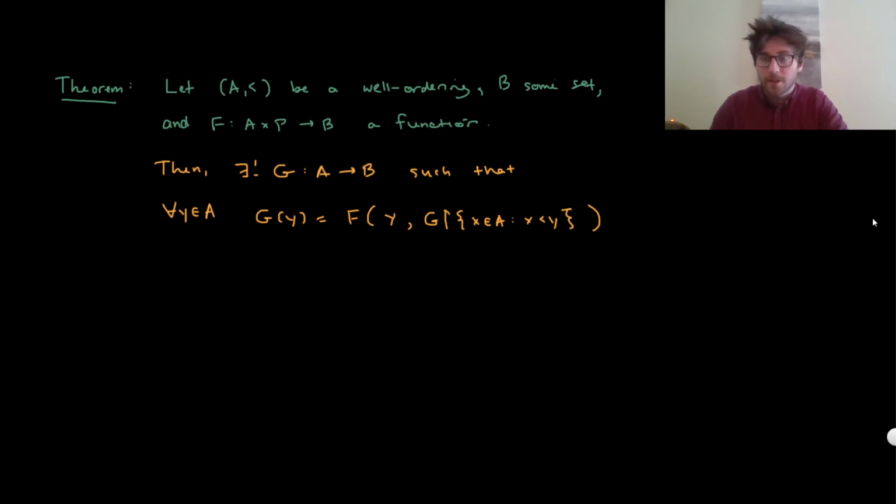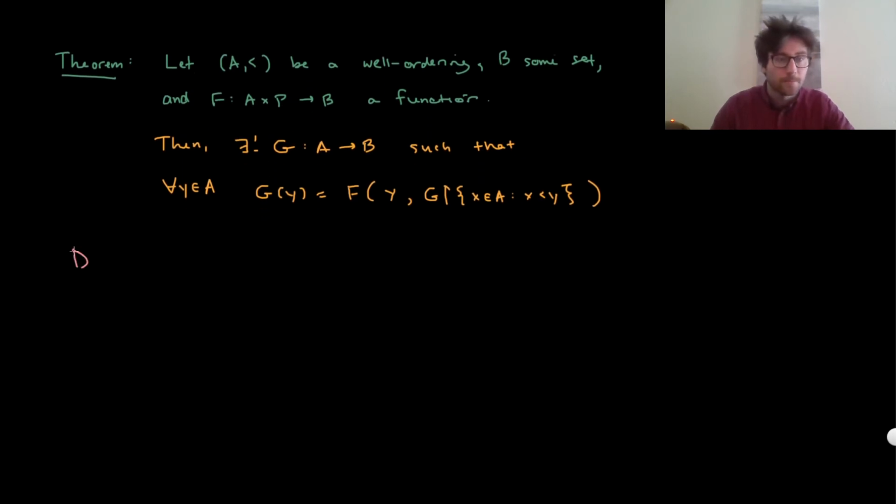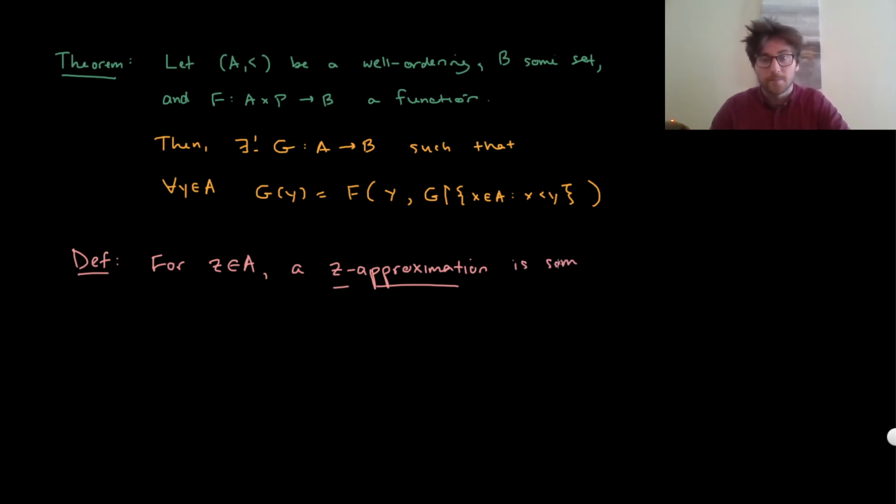And so I'm going to give a definition that's going to be useful in this theorem, of what's called a z-approximation. This is going to be useful for the rest of the proof. For some element z in our well-ordered set A, what we're going to call a z-approximation is essentially a partial answer to this theorem. So a z-approximation is some G sub z that is in P. So it's a partial function from A to B, where we have a few things.